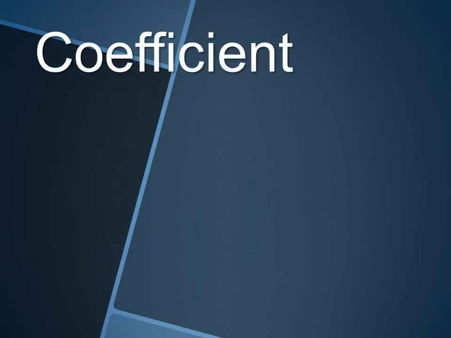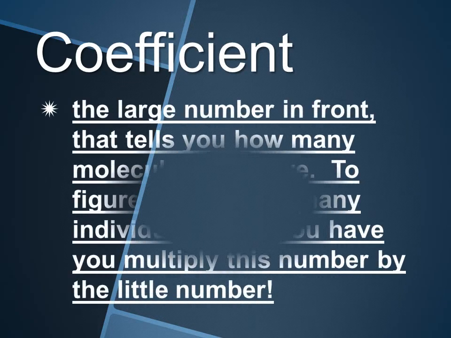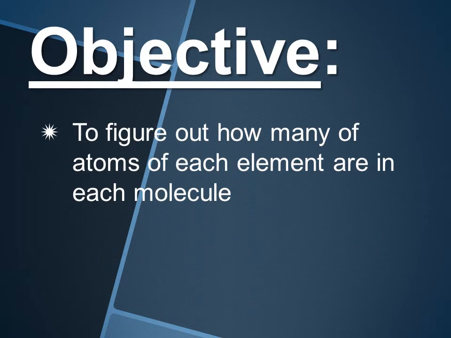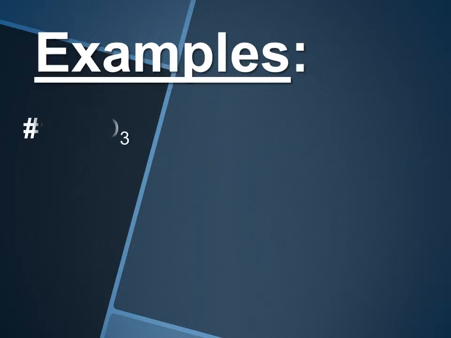The next thing you need to know is what a coefficient is. A coefficient is that large number in front that tells you how many molecules you have. And to figure out how many individual atoms you have, you're going to multiply this number by the little number. A coefficient in science is a lot like a coefficient in math, so this should be pretty similar to you. So the objective of what we're trying to do today is to figure out how many atoms of each element there are in each molecule. So let's do some examples.